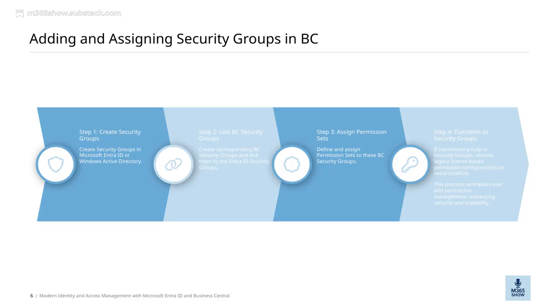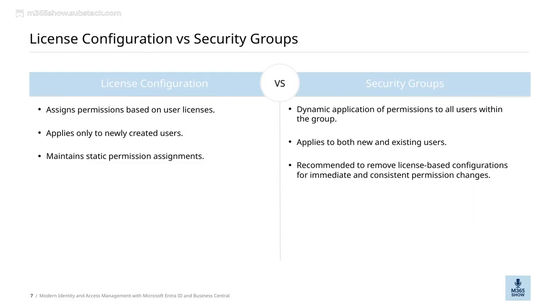This step ensures that the right users have the appropriate access levels. And remember, when transitioning fully, removing those old license-based permissions is key to maintaining a clean, secure environment. This process really centralizes control and boosts both security and scalability in your identity management. Let's take a closer look at license configuration versus security groups.